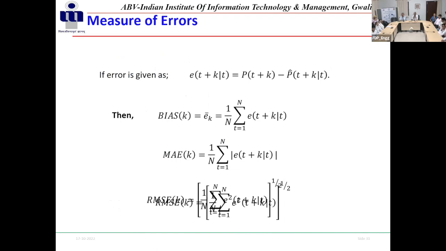So the various errors we normally go for are the RMSE error, the maximum absolute error, or bias. Normally these are for analysis purposes, to see whether my forecaster is good or bad. These are the error functions where we decide.